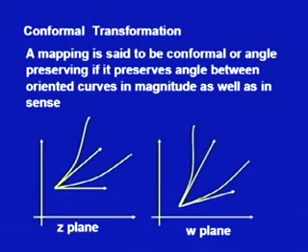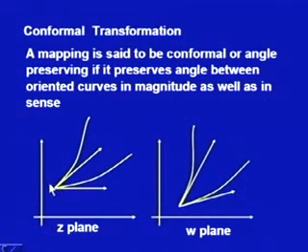A mapping is said to be conformal, or angle preserving, if it preserves the angle between oriented curves in magnitude as well as in sense. By this I mean that if I have two curves, let us call them C1 and C2 in the z plane, and the angle between the two curves is the angle between the corresponding tangents, say theta 1, then when these two curves map to these two curves in the w plane, their angles are preserved.